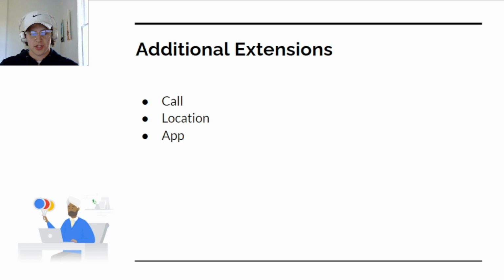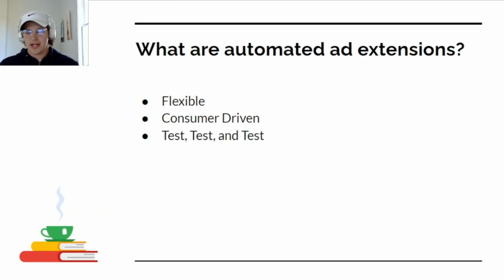Best practices, so just make sure you're implementing app extensions to serve on both brand and generic keywords. Don't limit this extension to just the keywords driving mobile app downloads, since users also have the option to click through your website. So what are automated ad extensions?